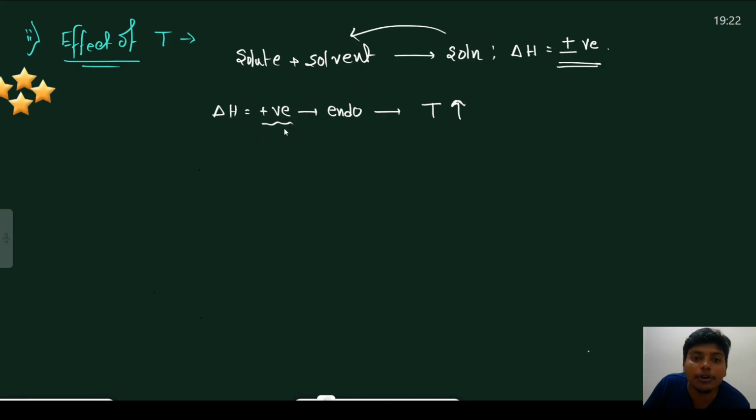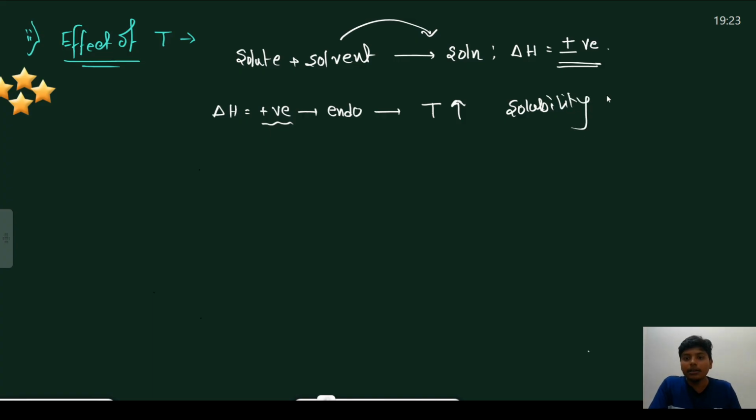Sorry, delta H positive means an endothermic reaction. Endothermic means it will take heat, and you are giving heat. If you are giving it, that means it will go forward. And forward means solubility will increase. Yes or no? So for delta H positive, solubility is directly proportional to temperature.